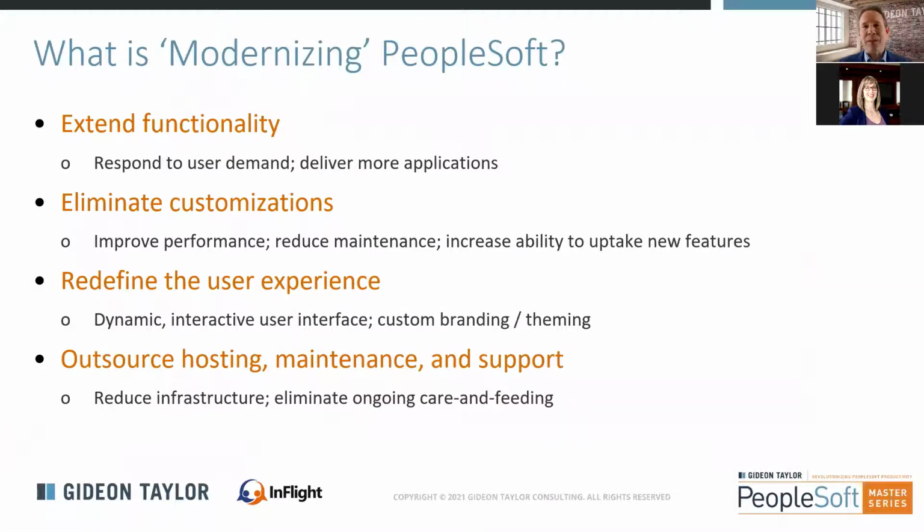So what is modernizing PeopleSoft? That has a lot of different meanings for a lot of different people. For us, it encompasses a whole range of things that help to propel PeopleSoft forward, make it easier to use, make it faster, make it better, make it more user-friendly. So number one, extending functionality, allowing you to do more with your PeopleSoft system than maybe what Oracle delivers, and allowing it to reach more users, automate more business processes, to expand the reach of your PeopleSoft applications.